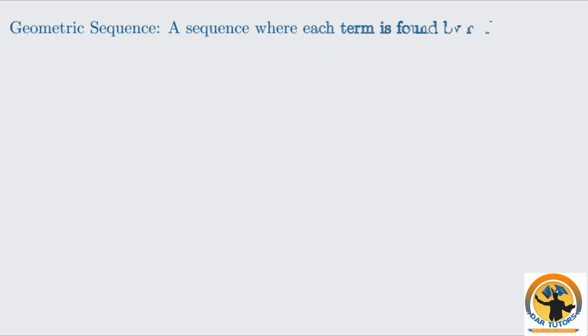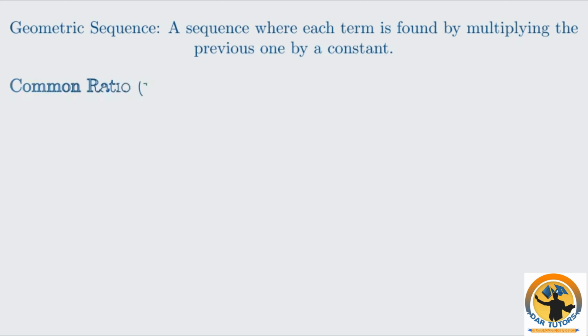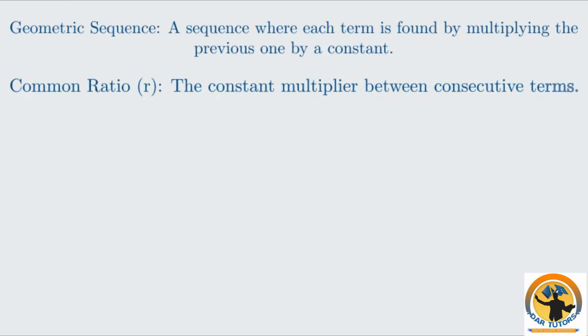Let's get started. First, let's define what a geometric sequence is. You might also hear it called a geometric progression. A sequence is geometric if each term can be obtained from the previous one by multiplying by the same non-zero constant. This constant multiplier is called the common ratio, and we denote it with the letter r. So to get from one term to the next, you always multiply by the same number, r.